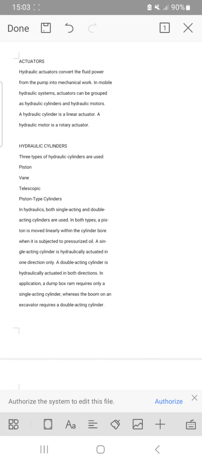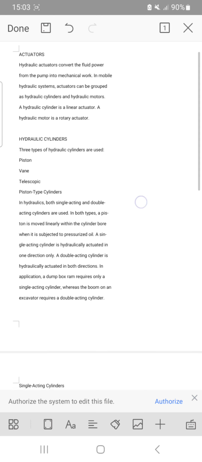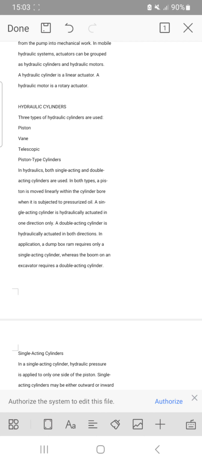Hydraulic cylinders. There are three types of hydraulic cylinder used: piston, vane, and telescopic. Piston type cylinders. In hydraulics, both single acting and double acting cylinders are used. In both types, a piston is moved linearly within the cylinder bore when it is subjected to pressurized oil.